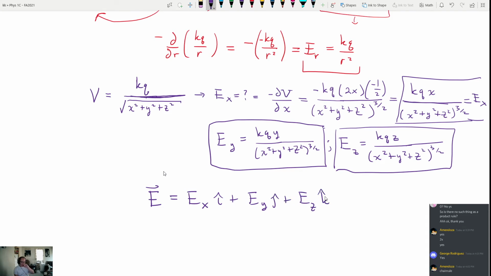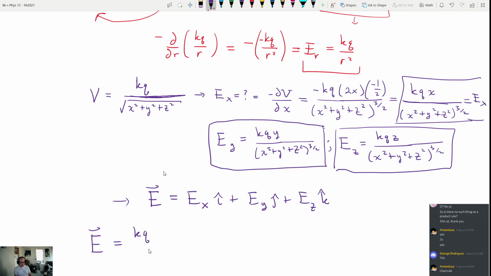Right? I can write any vector like that. It's going to have an i hat component, that's Ex, a j hat component, that's Ey, a k hat component, that's Ez, the x component, y component, and z component of the field itself. If I take those three equations and put them together, I'm going to do a little bit of math here in my head because I think it's required.